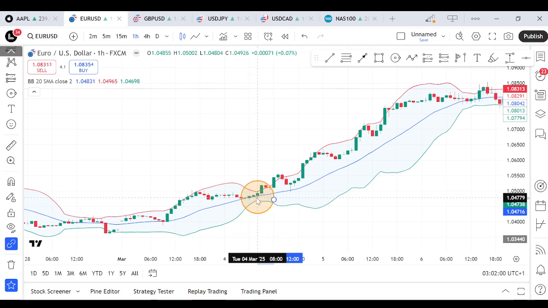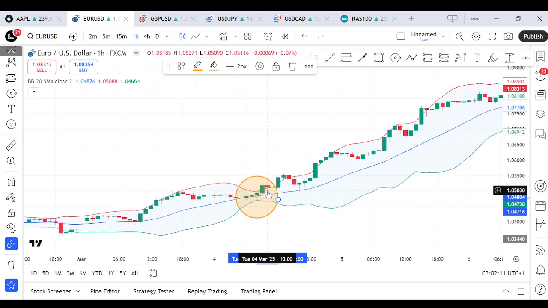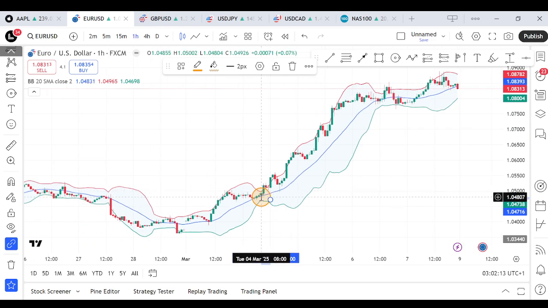We also have a tiny squeeze here, indicating to traders that we are expecting a breakout to the upside or to the downside. Here we have a breakout to the upside, which is this green candle right here, and we could place our buy trades. But that is not what we're talking about right now.